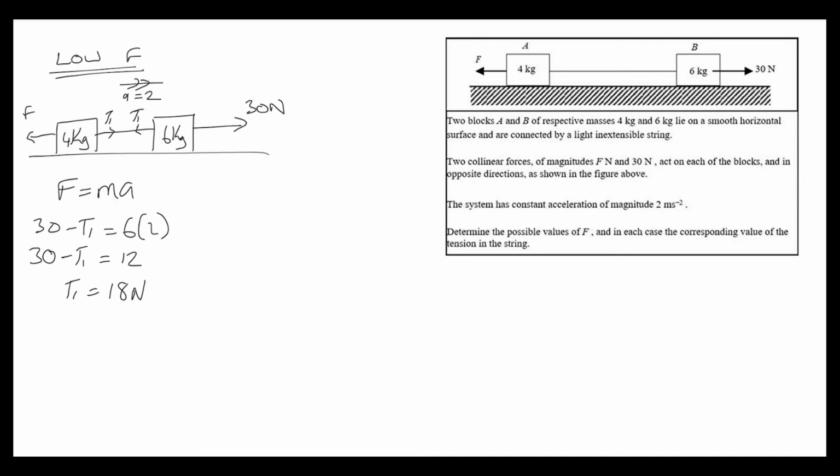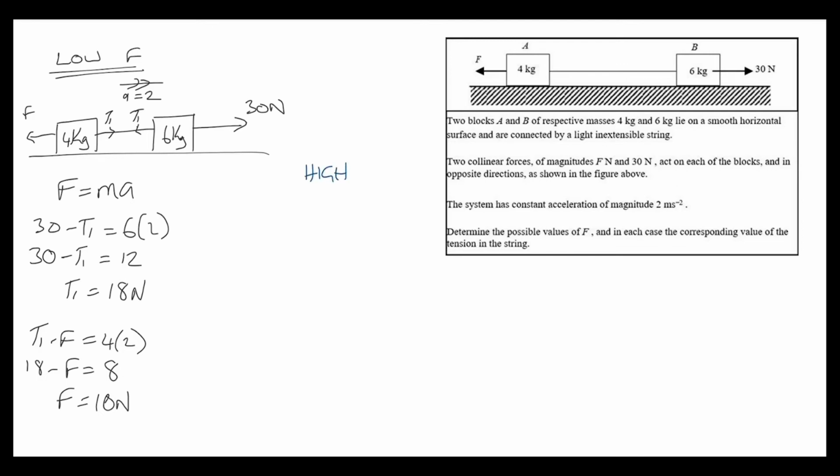Okay, now that we know the tension, we can focus on particle A, and we can find out this unknown force F. So T1 minus F is going to equal the mass times acceleration, it's 4 times 2. That leaves us with 18 minus F equals 8, so F must equal 10 newtons. Okay, so this is one case, like I said, where the force is quite low. It's not enough to change the direction that this system is moving in.